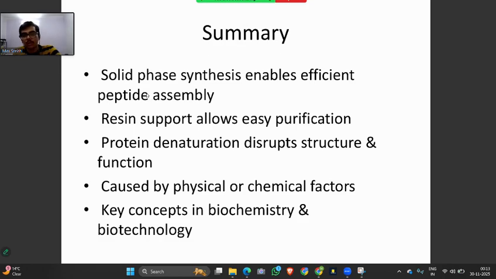Summary. So what have we learned today? Today we have learned about solid phase synthesis and protein denaturation. Solid phase synthesis enables efficient peptide assembly. Resin support allows easy purification. Protein denaturation disrupts structure and function, caused by physical or chemical factors like heat, boiling, etc., or pH changes. Key concepts in biochemistry and biotechnology.